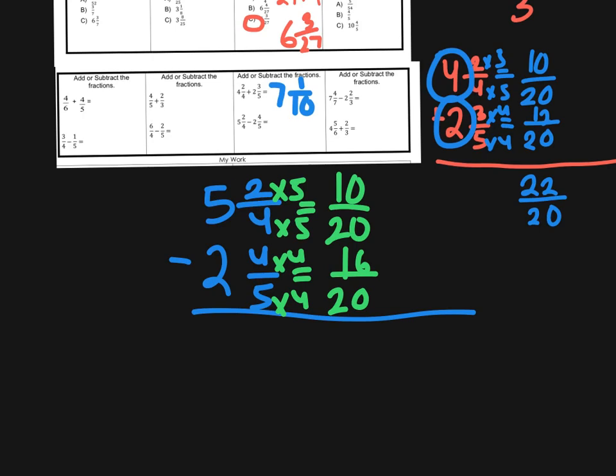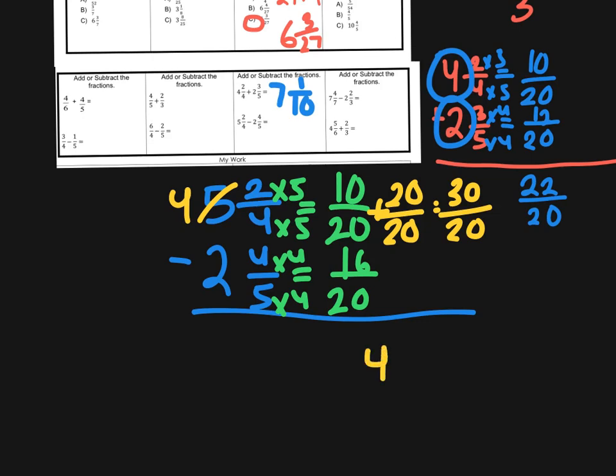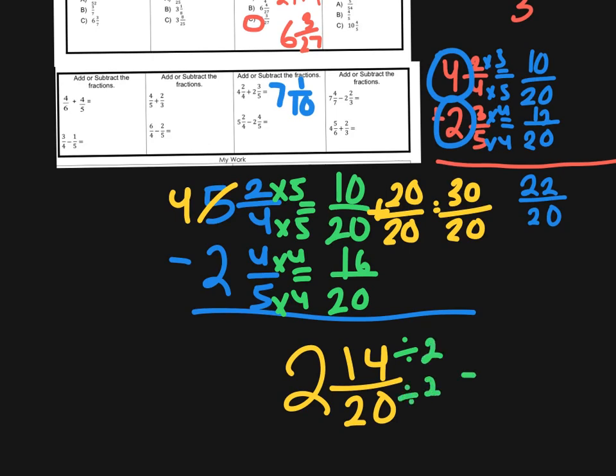So we go to the 5. It becomes a 4. The 1 becomes 20 over 20, and that gives us 30 over 20. Now we have 30 minus 16. That will give us 14 over 20, and then 4 minus 2 is 2. Simplify, they're both even numbers. We divide it by 2, which gives us a final answer of 2 and 7/10.